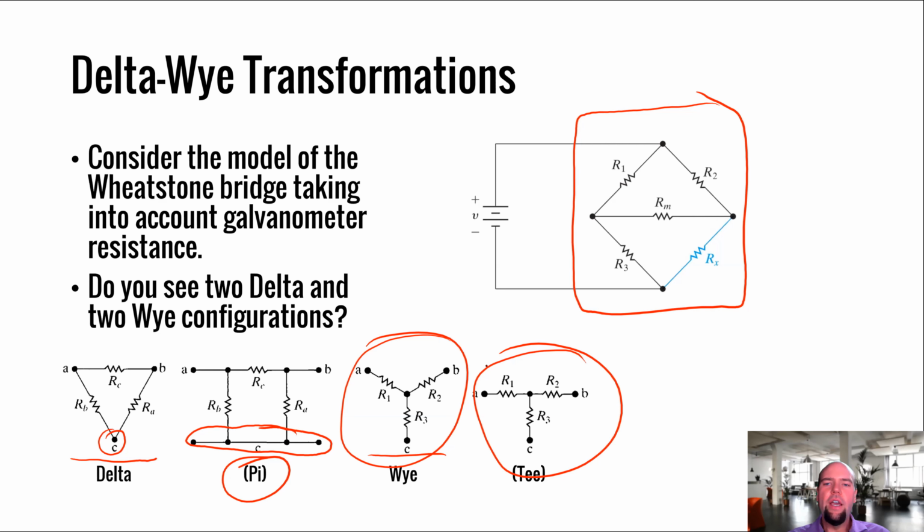Okay, so now looking back at our Wheatstone bridge circuit, do you see any deltas in here? Pause the video, try to find two deltas and two Ys in this circuit. Obviously, they're going to be reusing resistors, but pause the video and try to find the deltas and Ys.